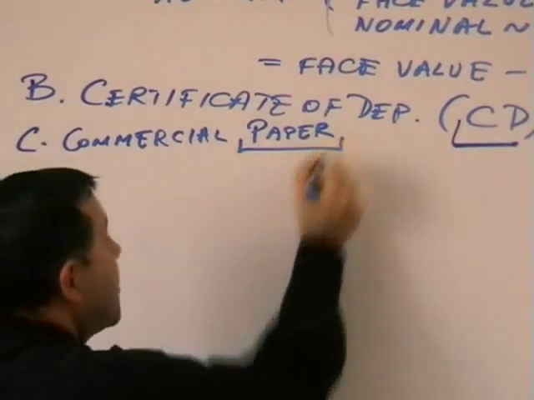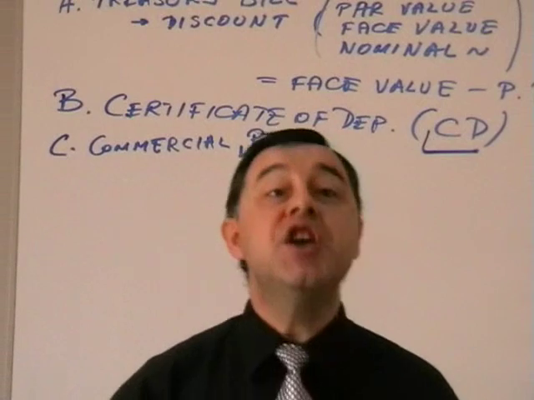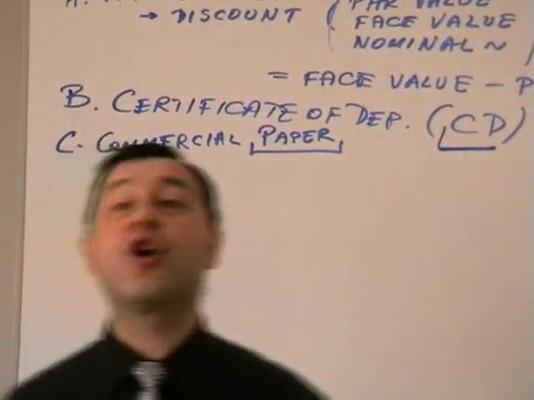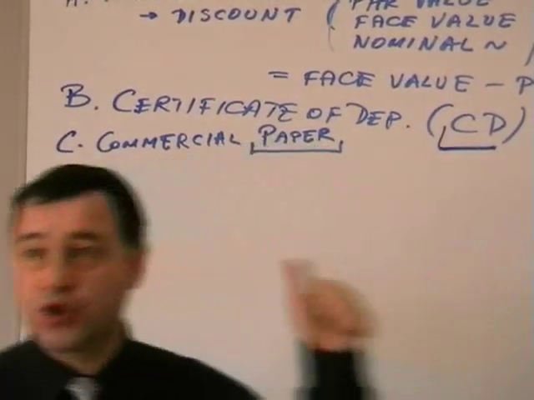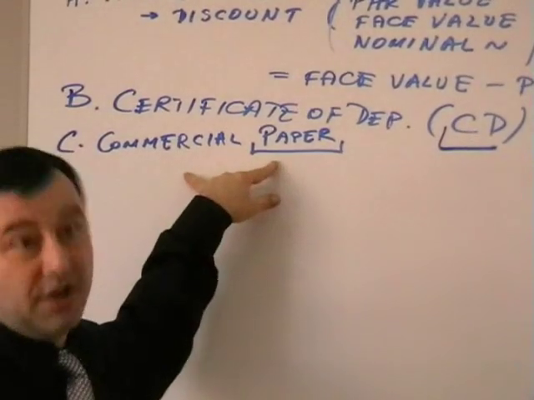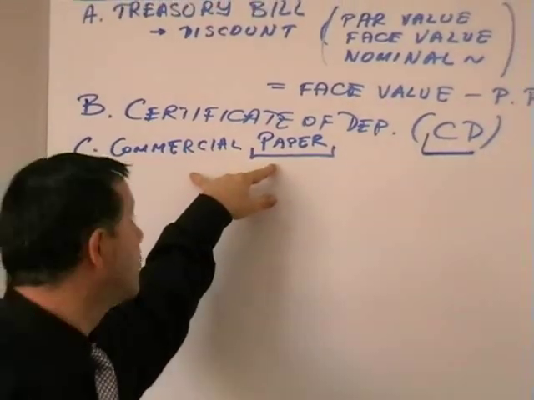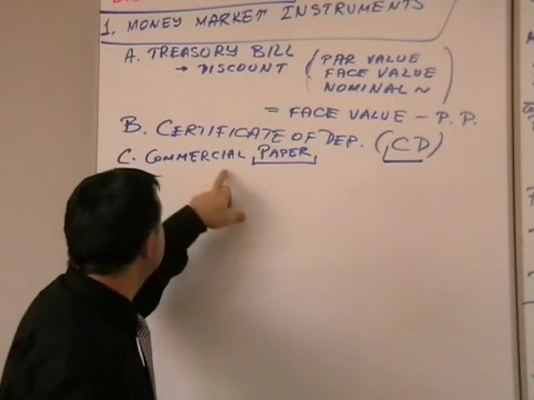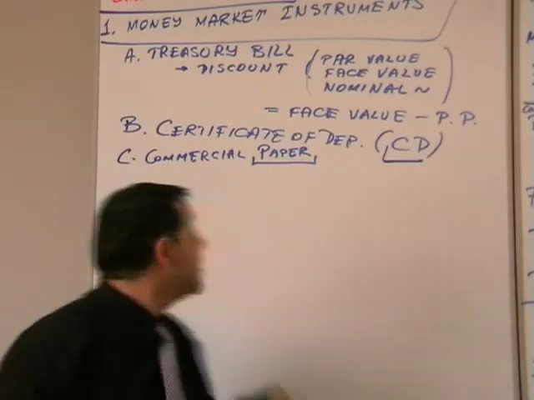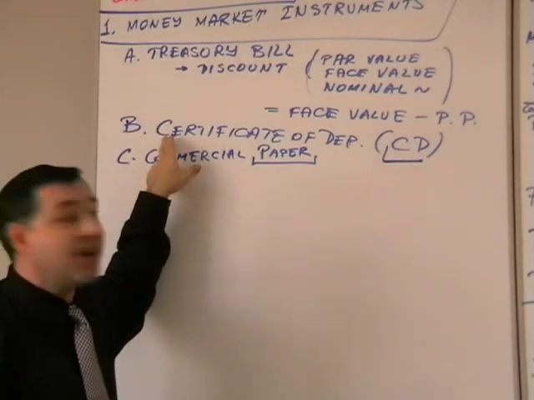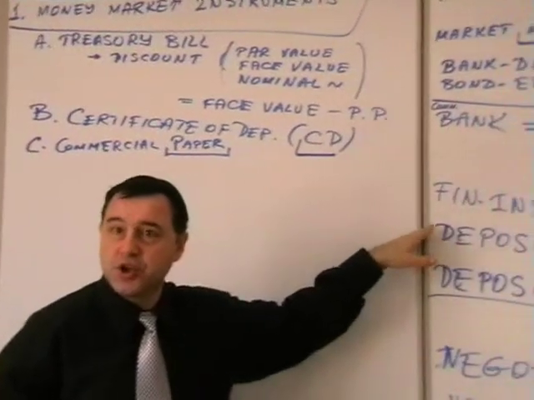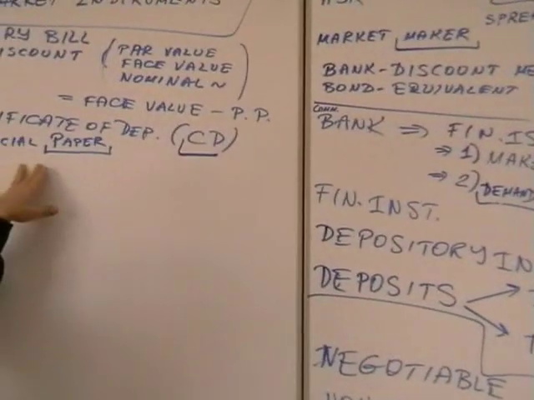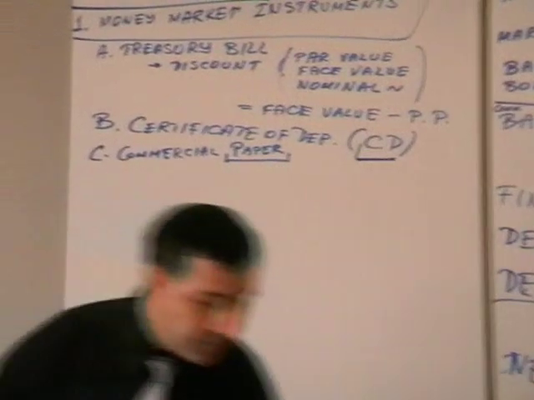Commercial paper is a financial instrument issued by a business or a corporation for commercial purposes, for business, for trade purposes. Usually it is always a short-term instrument with a maturity of less than 12 months. So the difference between a certificate of deposit and commercial paper is that a certificate of deposit is a liability of a financial, meaning depository, institution, and commercial paper is a liability of a commercial business. That's pretty much it.